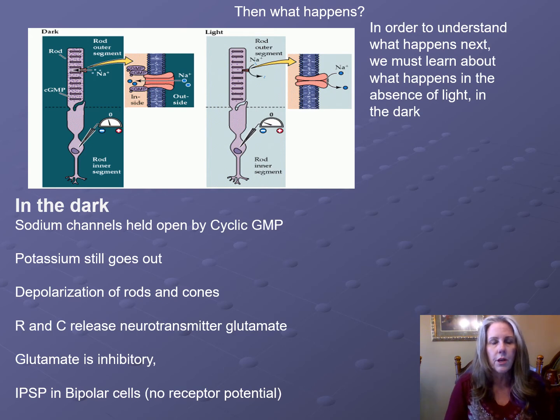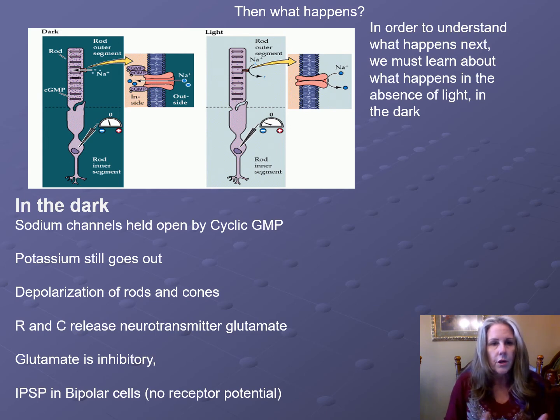You guys know how sodium channels work. And that sodium channel is being held open by a molecule known as cyclic GMP. So in the dark, this is what's going on. All of the sodium channels are being held open by cyclic GMP. So if a sodium channel is being held open, that means sodium is allowed to enter into the cell. Okay? So sodium enters the cell. If cyclic GMP is holding it open, sodium is rushing into the cell.